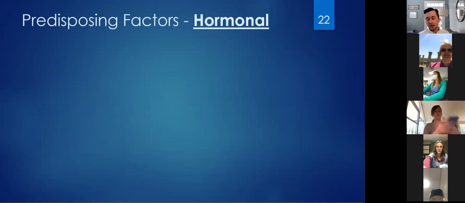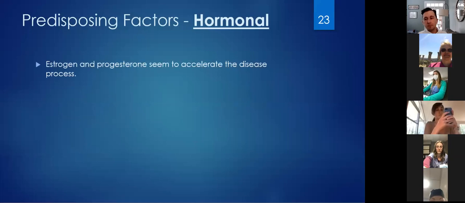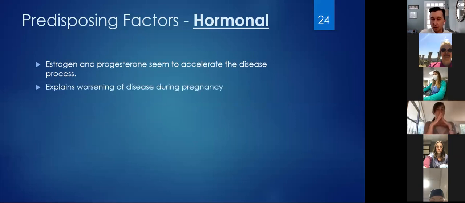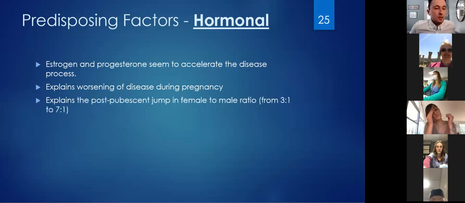One of the other really big ones is hormonal factors. As we talked about, women are much more likely to have lupus. And not only is that because they have twice the number of X chromosomes, and as I said, that's where most of the abnormal genes are located, the estrogen and progesterone also play a big role in accelerating the disease process. We don't quite understand that, but we know that that's an important factor. That explains why lupus tends to get worse in pregnancy, and it also explains the post-pubescent jump in the female to male ratio.